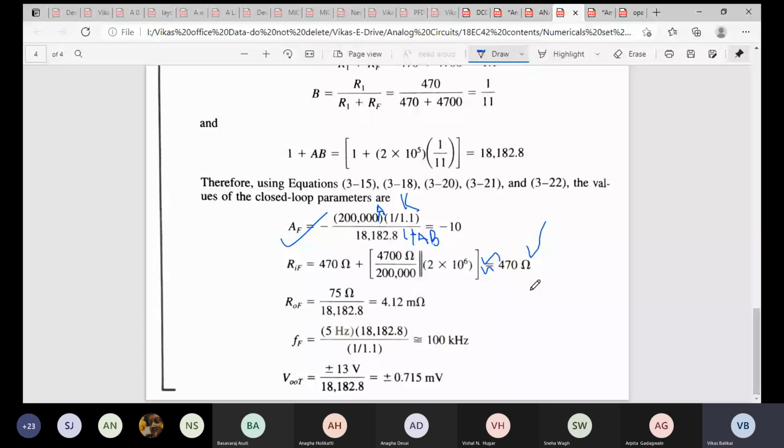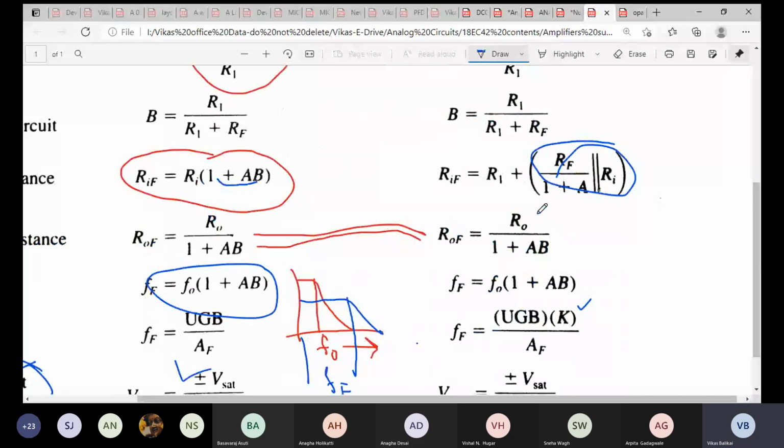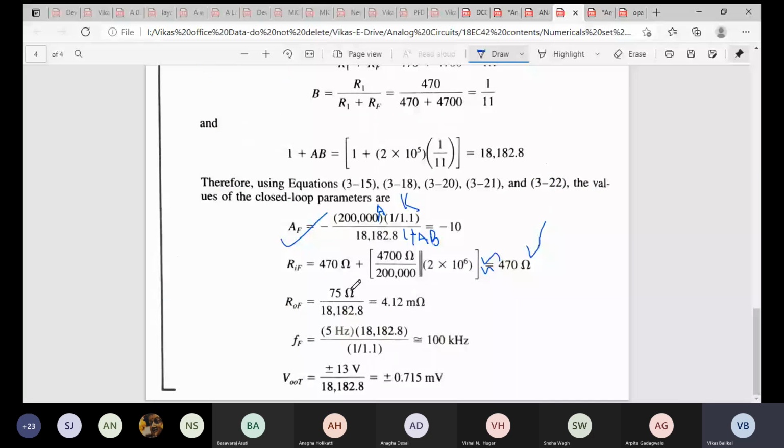Now finally let's go ahead with ROF. What is ROF? ROF is RO divided by 1 plus A beta, and I have told you that is not going to change. RO divided by 1 plus A beta. So RO is 75, 1 plus A beta is already calculated. This I'm going to substitute over here, and finally I'm going to end up getting the value as 4.12 milliohm.